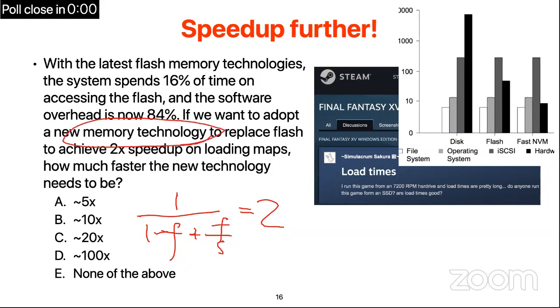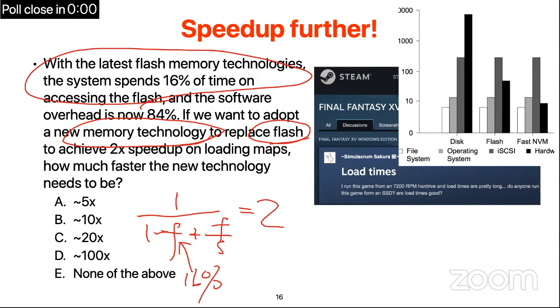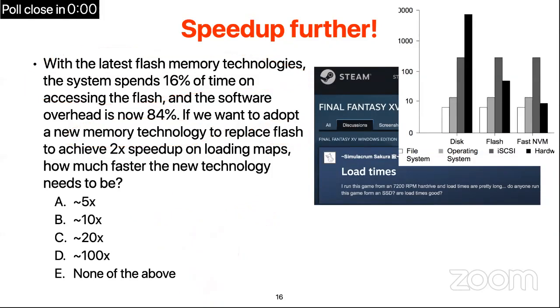And what new memory technology replaced flash memory to serve as the storage device? Well, it says the system spent 16% of time accessing the flash, right? So if we want to replace the flash to achieve twice the speedup, how much faster does that speedup need to be? So what should F be? 0.16, or yep, 0.16, 16%, right? So this S is the unknown that we have to resolve, right?